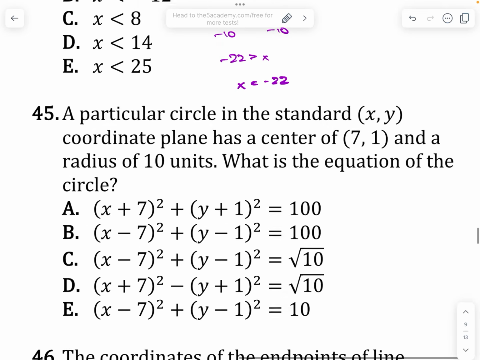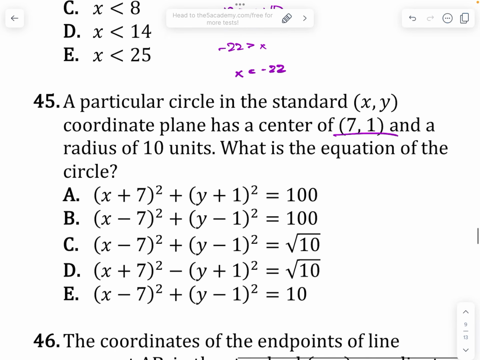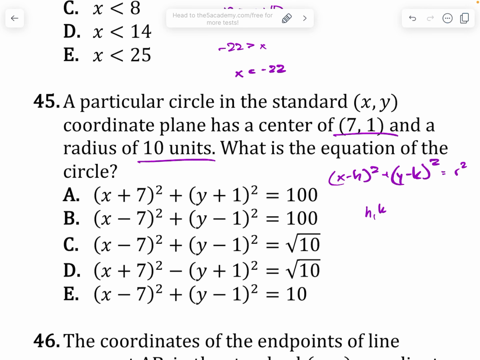A particular circle in the standard coordinate plane has a center of this and a radius of that. What is the equation of the circle? So if you remember the parent form of a circle equation, it's going to be x minus h squared plus y minus k squared is equal to r squared, where h comma k is your center point and r is your radius. Okay, so I know that r radius is 10, so r squared is 100.